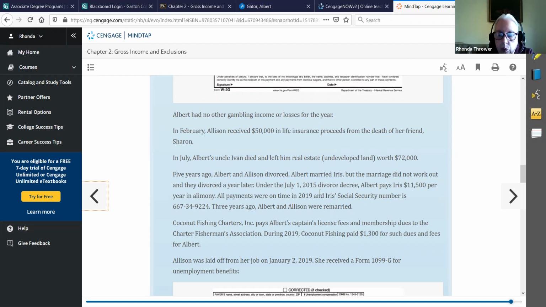Alimony is taxable to the recipient. It also reduces, as an adjustment to income, the amount of Albert and Allison's taxes. So it's going to reduce as an adjustment to income on the 1040, this alimony is. So we got to figure out a place to put the alimony of $11,500. Remember, we're doing our tax return for Albert, and he's paying $11,500 in alimony.